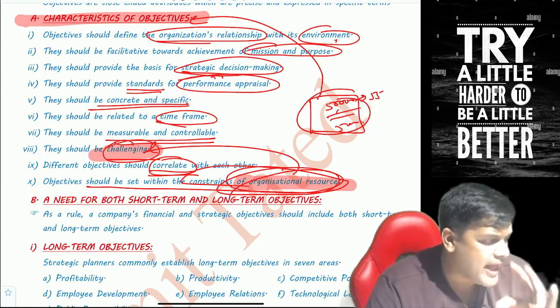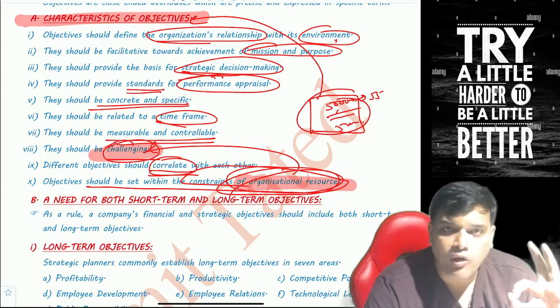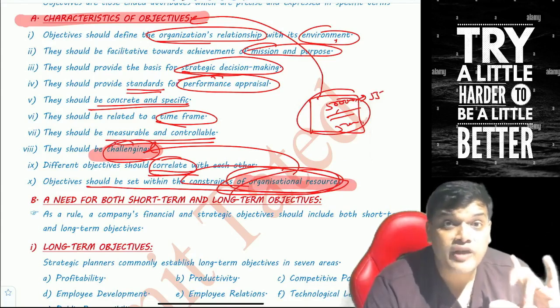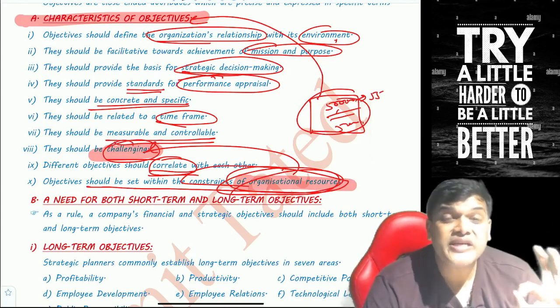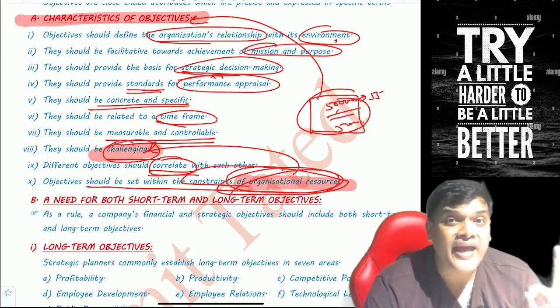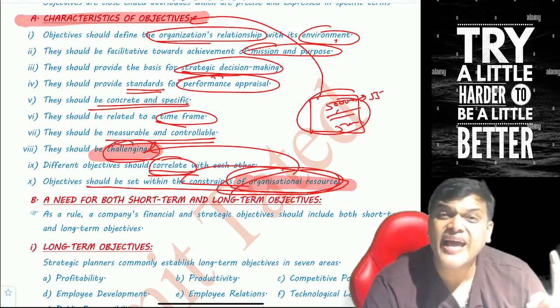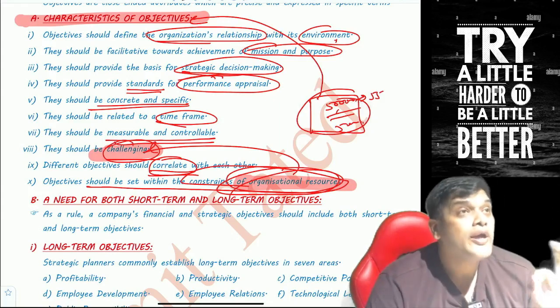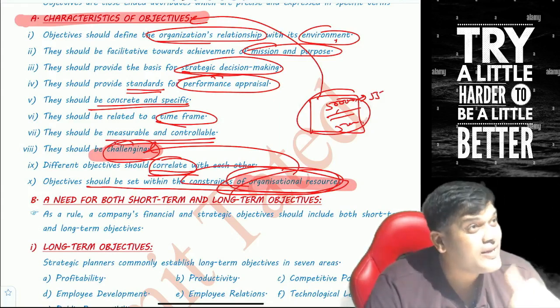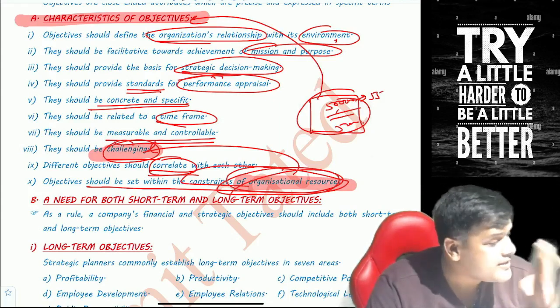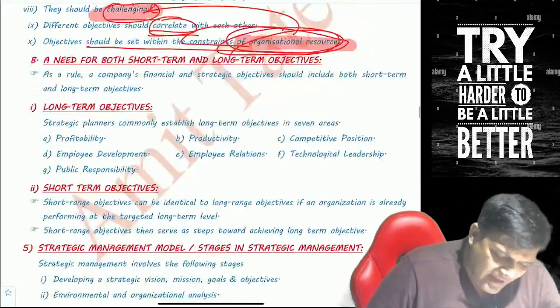Everybody clear? So remember, whenever we are discussing goals and objectives, vision and mission, in an MCQ, if Vision comes, what will you write? Excitement, enthusiasm. If Mission comes, motivating. And for objectives and goals, the concept is that they should be challenging. That's it. Three answers. The next point is very easy.